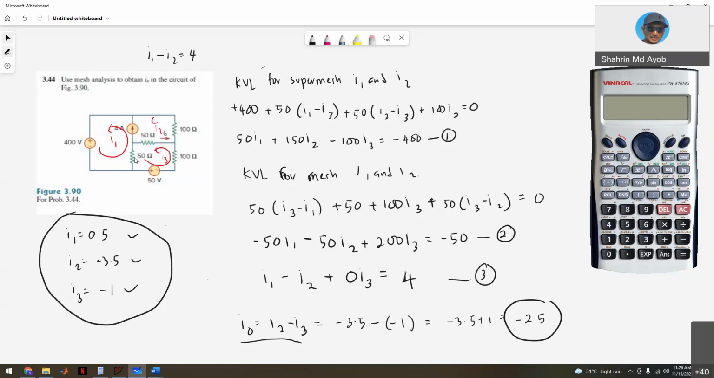Okay. So your final answer IO is negative 2.5. Just leave it like that, 2.5. I don't want to elaborate. Okay, so any question before we proceed with the next question?